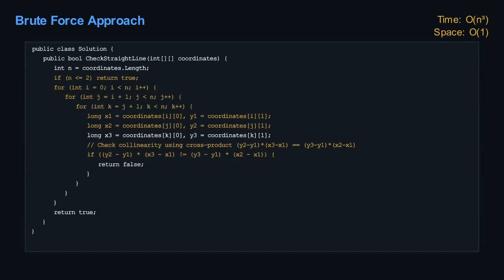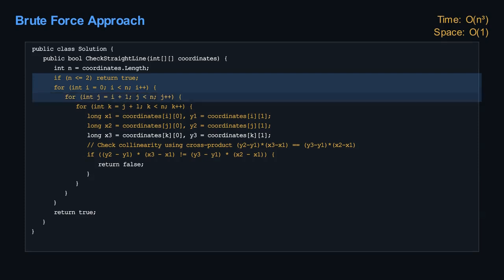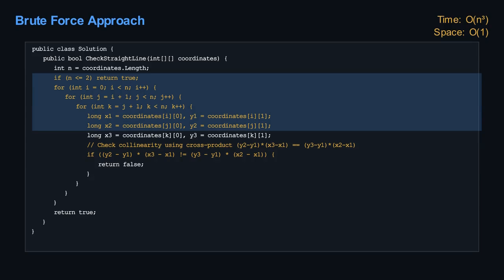A naive approach would be to pick any three distinct points and check if they are collinear. If they are, we then pick another set of three, and so on. This involves three nested loops, one to pick the first point, one for the second, and one for the third. For each triplet, we use the cross product or slope formula to check collinearity. This leads to an O(n cubed) time complexity, as we're iterating through all combinations of 3 points.